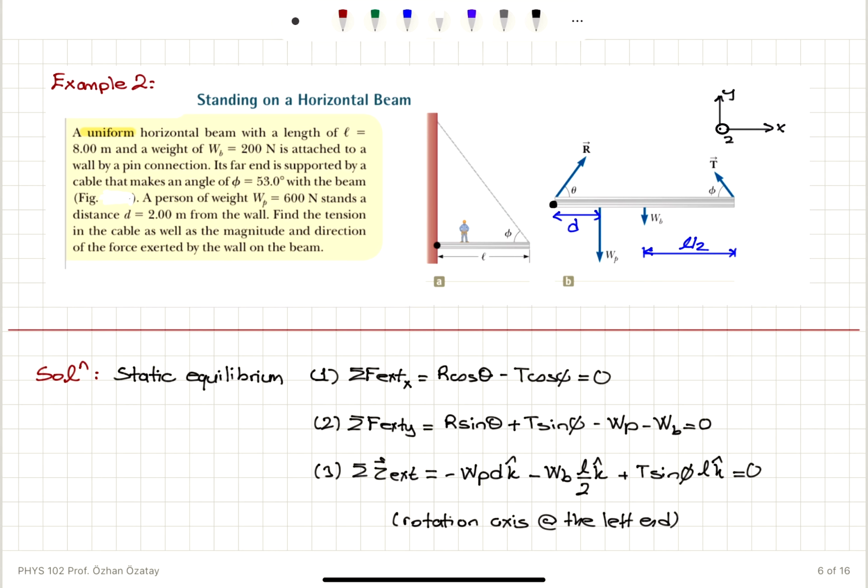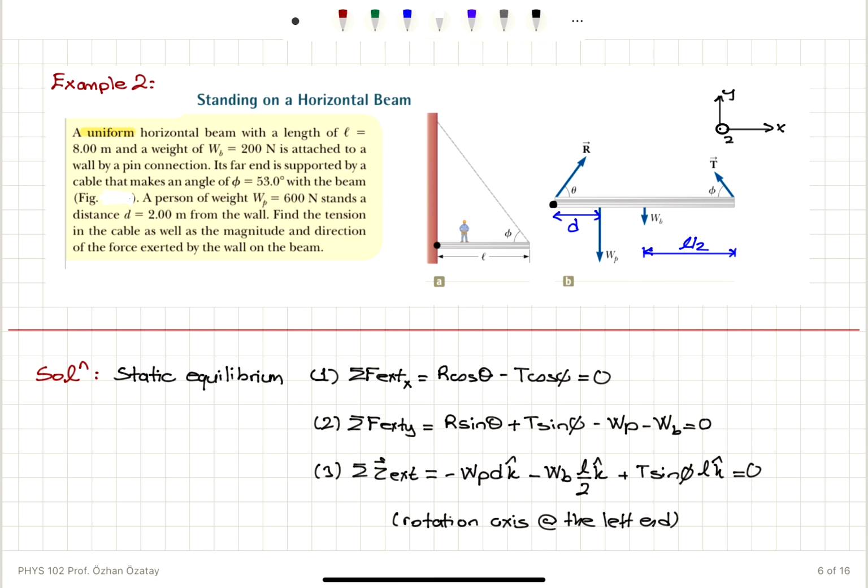So the equilibrium condition we write: the net external force x component is 0, translational equilibrium, first equation, that gives us r cosine theta minus t cosine phi, the only two forces that have a horizontal component. The net y component should be 0, r sine theta and t sine phi are pointing up, but the weights are pointing down. And as for the torque calculation, because I want to determine r, theta, and tension in this problem, and there are three unknowns, in order to eliminate two unknowns here, I have chosen this as the rotation axis so that r and theta will not appear in this torque equation.